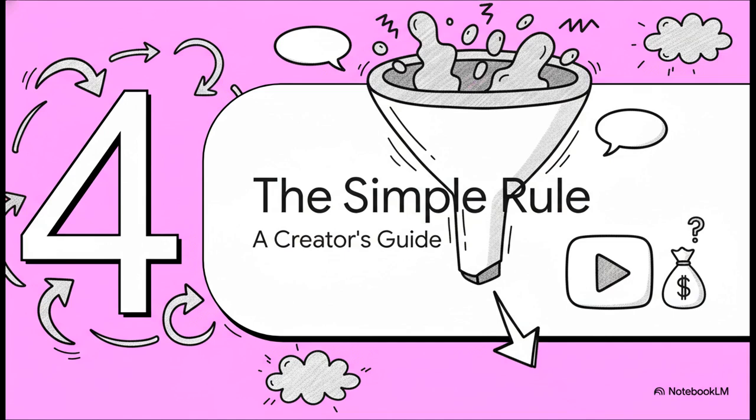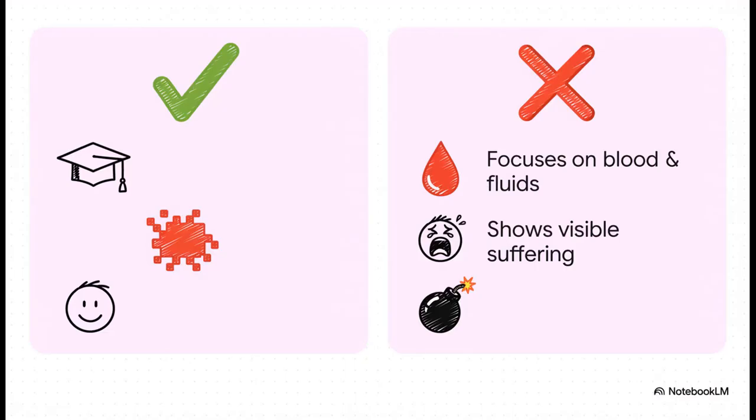Okay, I know that was a lot of jargon and definitions, so let's just toss all that out for a second and boil this entire thing down to one simple rule that you can actually use every time you make a video. This slide just says it all, doesn't it? On one side, you've got your monetized content. It educates, it tells a story, it minimizes the gore, and it avoids focusing on suffering. Then on the other side, you've got the non-monetized stuff. It's all about the blood and guts, it highlights suffering, and its only goal is to shock you. When you see it side by side like this, it's actually pretty clear.